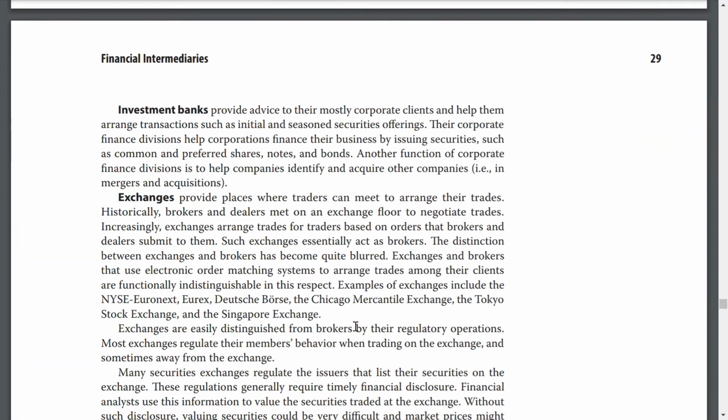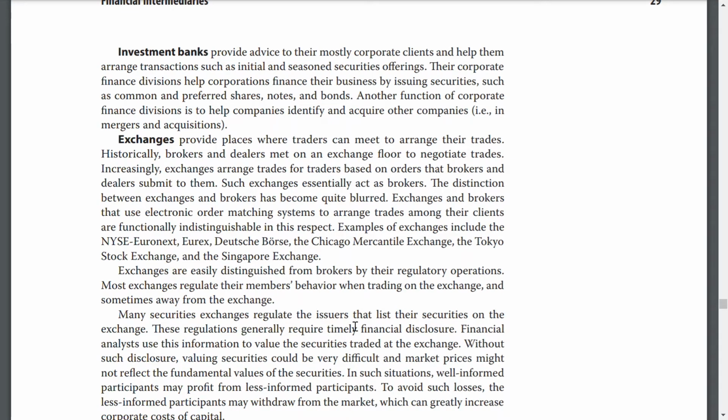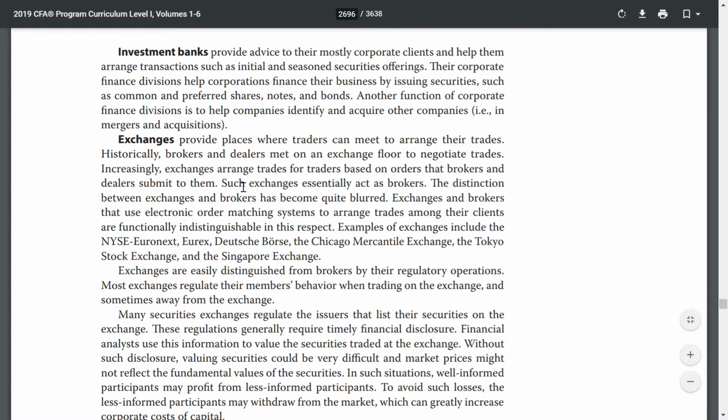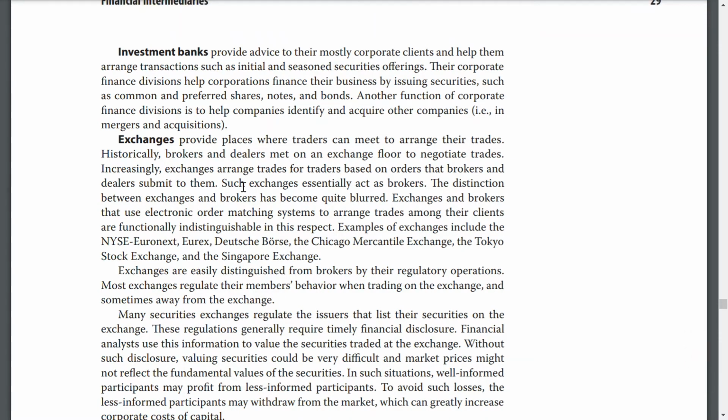Exchanges provide places where traders can meet and arrange their trades. Historically, brokers and dealers met on exchange floors to negotiate trades. Increasingly, exchanges arrange trades electronically, and traders, brokers, and dealers submit orders to them. Such exchanges essentially act as brokers. The distinction between exchanges and brokers has become quite blurred. Exchanges and brokers that use electronic order matching systems to arrange trades among their clients are functionally indistinguishable in that respect.